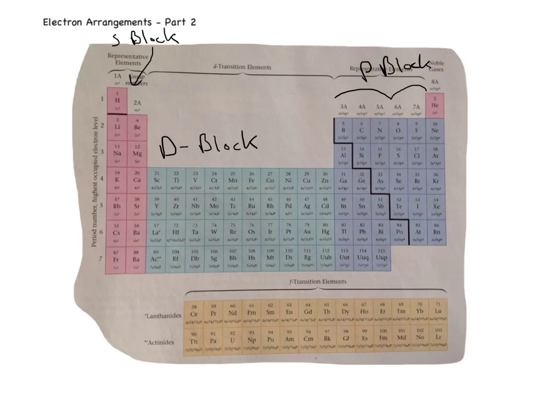And then all the way down here, this part of the periodic table, these are known as the f block elements. And just so you know, these f block elements should go right here in the periodic table. They actually should fit there.